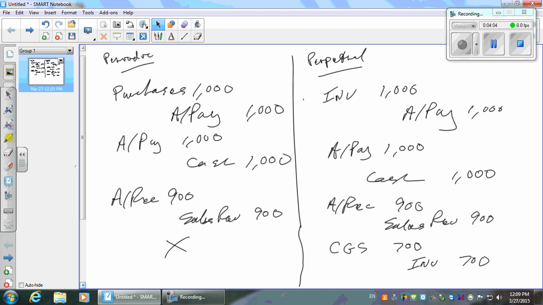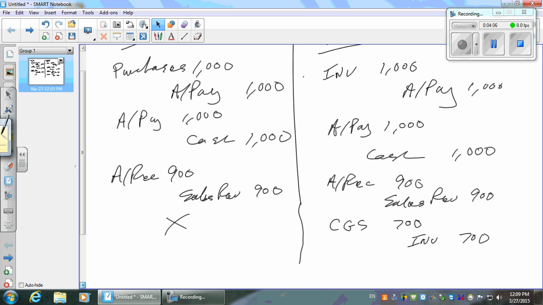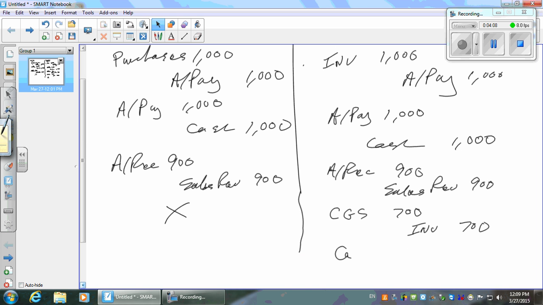What do you do when you collect cash? I usually debit cash when you get cash. If they're paying off the receivable, I credit accounts receivable. Everybody good? Would it be the same here? Yeah. So what's the only difference?